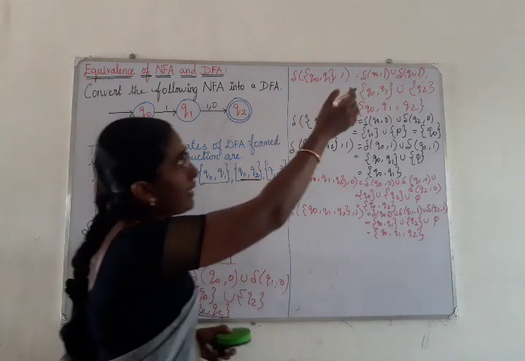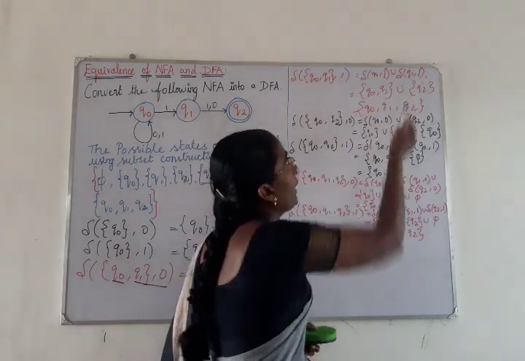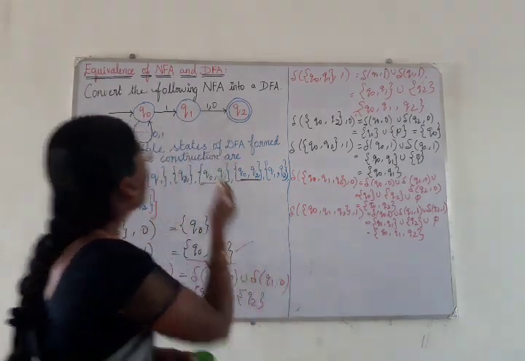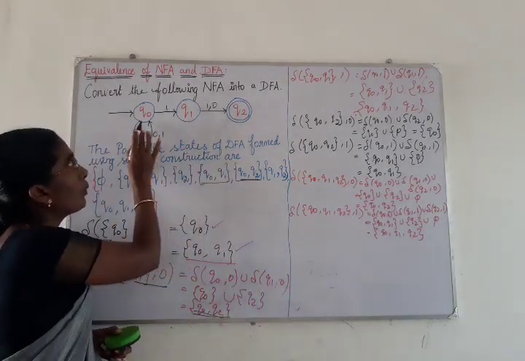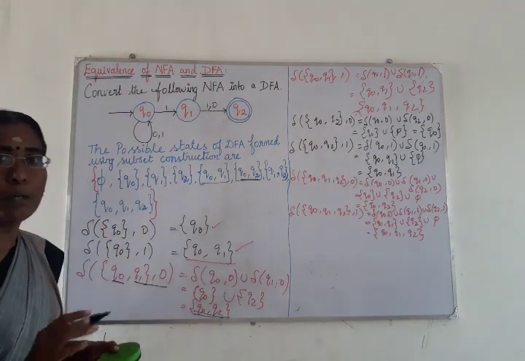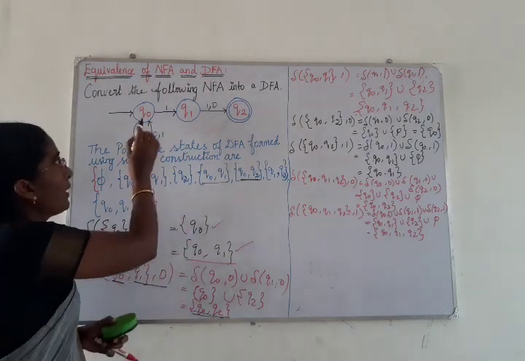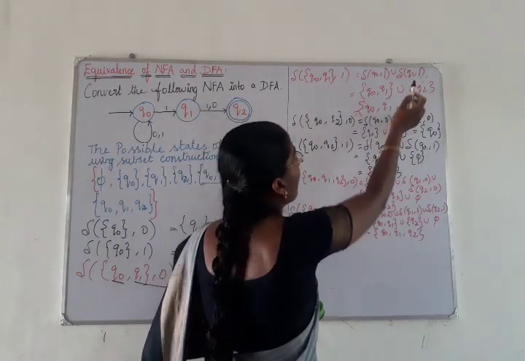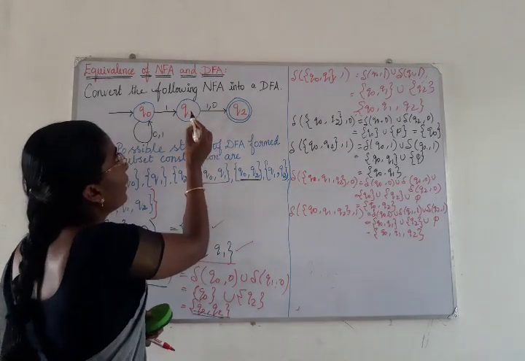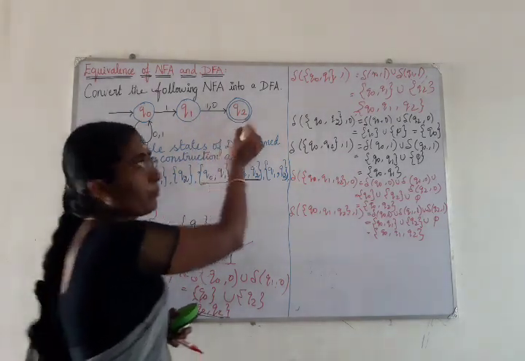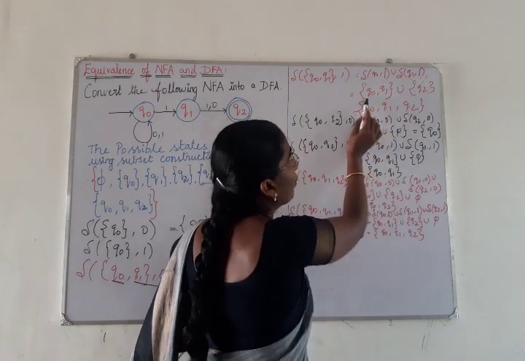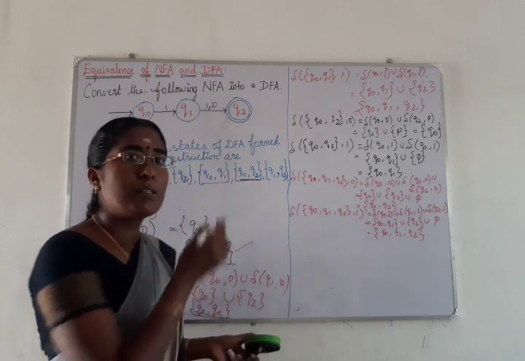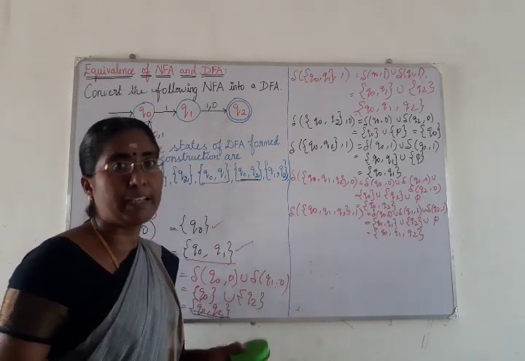Here we extend delta of Q0, 1 union delta of Q1, 1. What is Q0, 1? For Q0, 1 we have two transitions, one is Q0 and another is Q1, so Q0, Q1. Union, what is Q1, 1? Q1, 1 is Q2. So the result is Q0, Q1, Q2. That is also a newly formed DFA state.